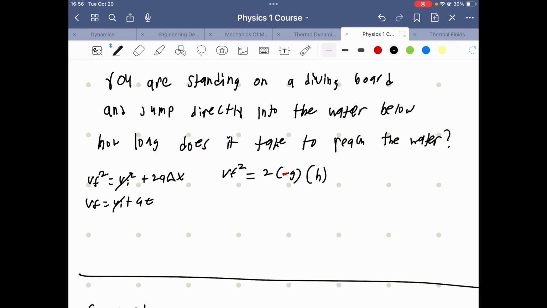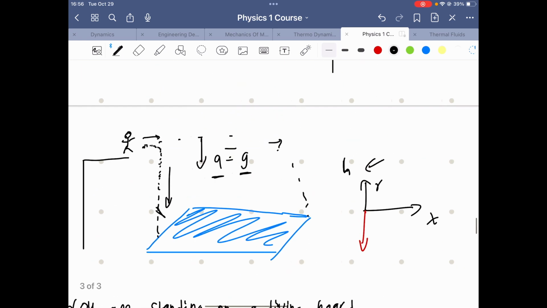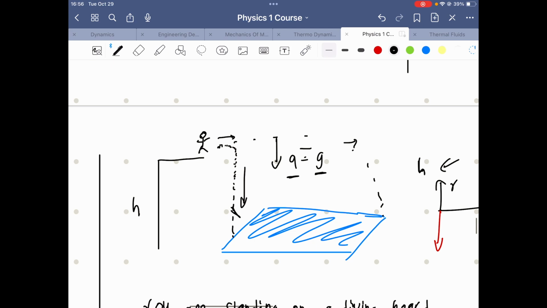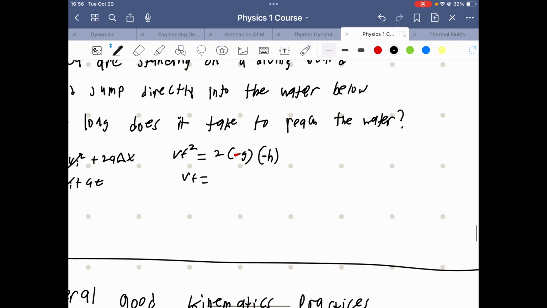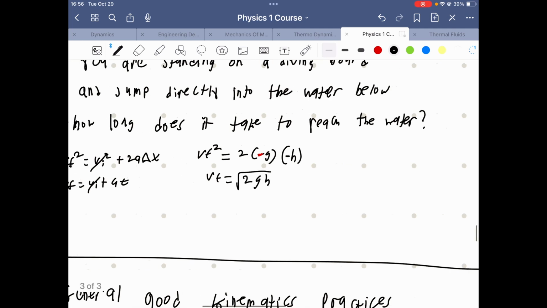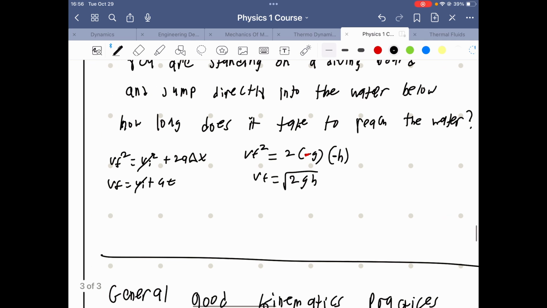And actually we're going negative h as well, because we're going down, right? We're not going up, we're going down. So it's going to be a negative h. So Vf is equal to the square root of 2gh, because the negatives cancel. Great. Now we can solve for our time using this equation.